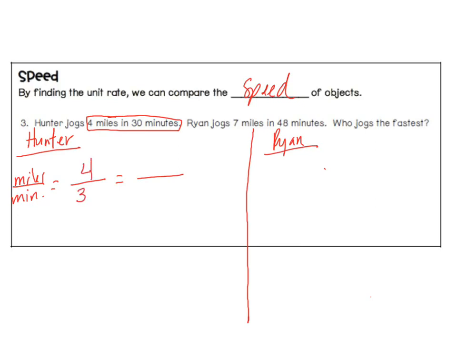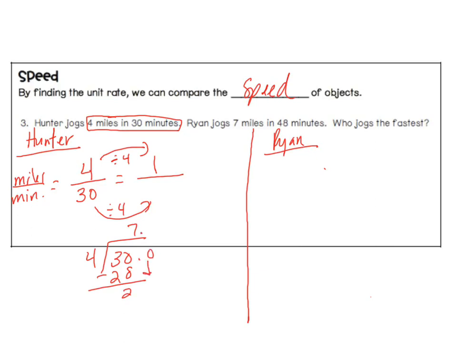Hunter goes 4 miles in 30 minutes. I want to figure out how long it takes him to jog 1 mile. So I'm going to use division. I'm going to have to divide by 4 in this situation. So I'm going to take 30, divide by 4. It's going to go in 7 times. 28, I have 2. I'm going to add that decimal and a 0. And I end up with 7.5. So it's going to take him 7.5 minutes, 7 minutes and 30 seconds, in order to jog his mile. Let's look at Ryan, see if he's any faster.